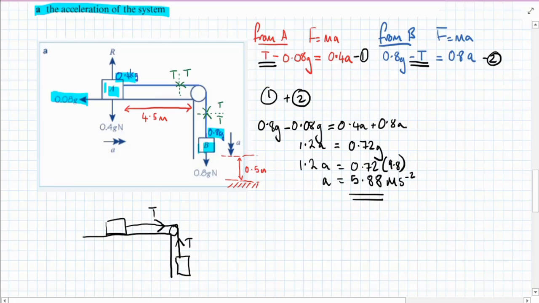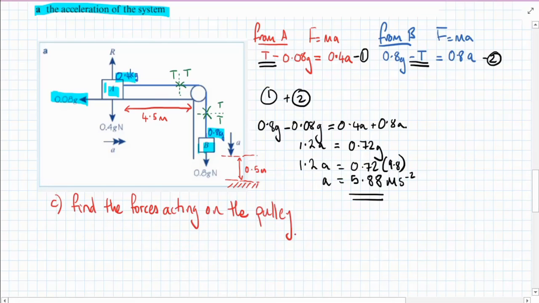So if I was to go ahead and show you how I would do that, let's add an extra bit. If I consider the forces acting on the pulley, that's going up to my rope break here, and it's also going up to my rope break here. So it's all the forces inside that green box.